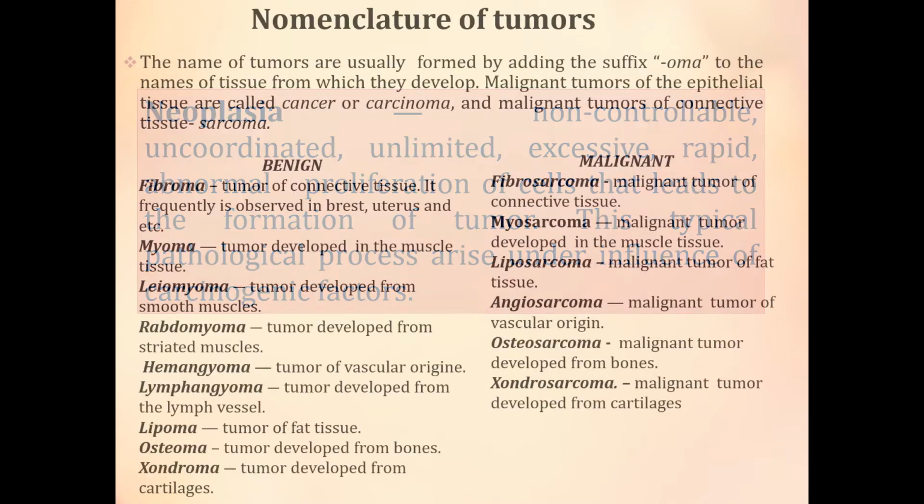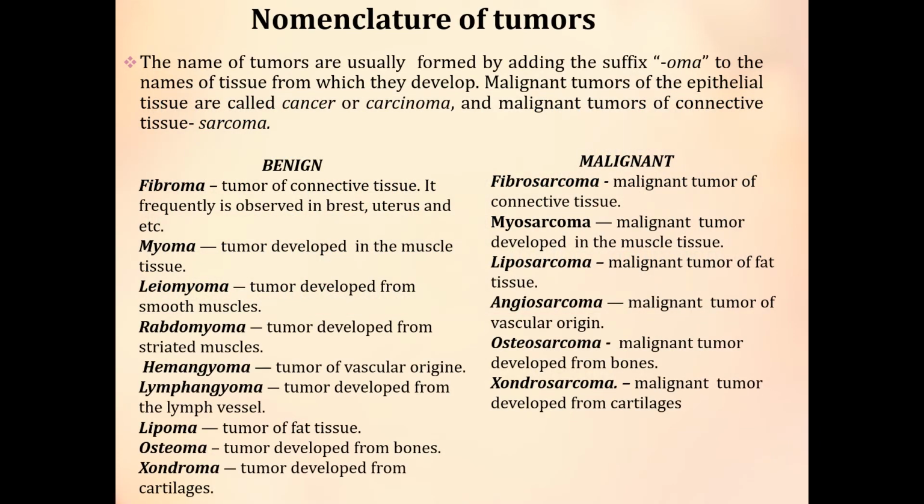Nomenclature of tumors. For the name of tumors, the name of the tissue where the tumor develops is supplemented with the suffix -oma. For example, tumors of bone, osteoma; tumors of the fat tissue, lipoma; vascular tumors, angioma; tumors of the gland, adenoma. And the name of a number of tumors is taken from the name of the organ in which they formed. For example, hepatoma, thymoma.